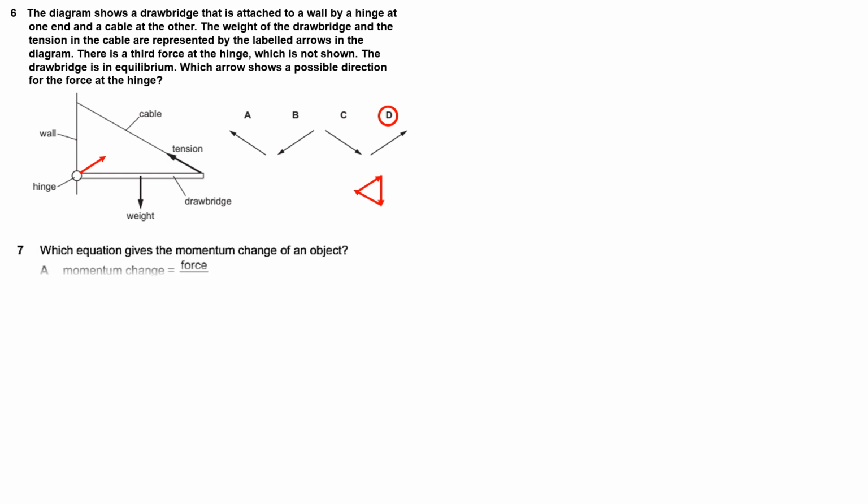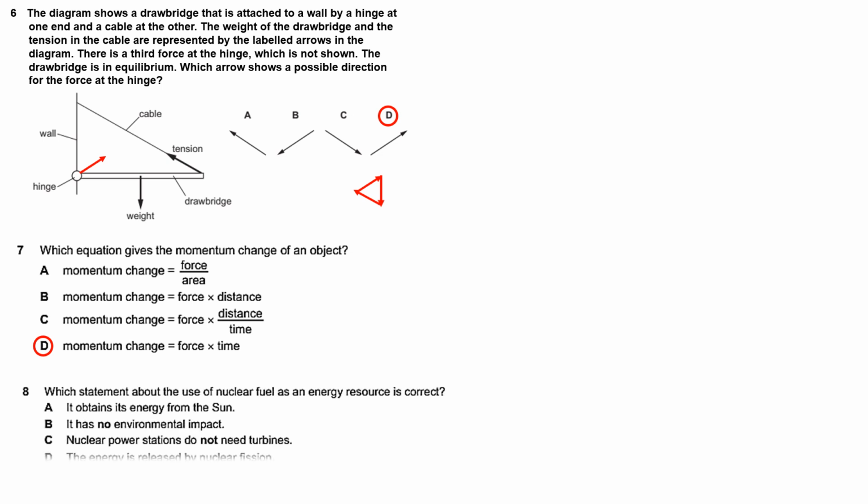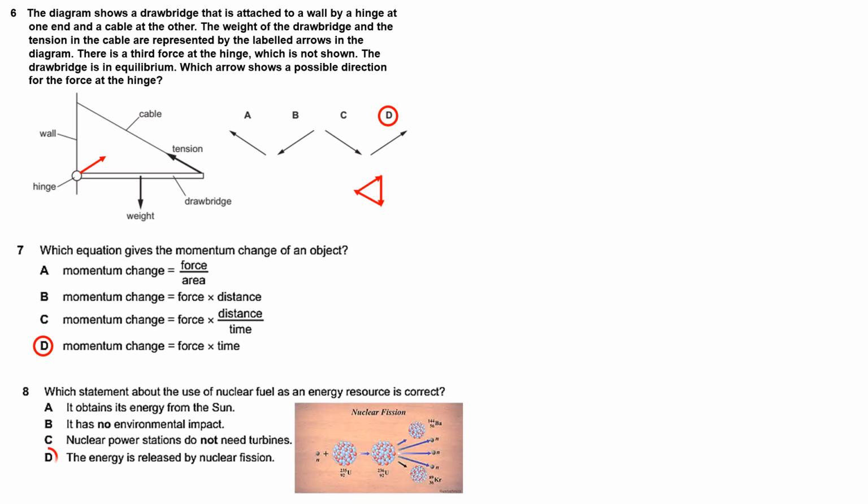Question 7. Which equation gives the momentum change of an object? The change in the object's momentum is force multiplied by time. Question 8. Which statement about the use of nuclear fuel as an energy resource is correct? This energy source can be produced by nuclear fission.